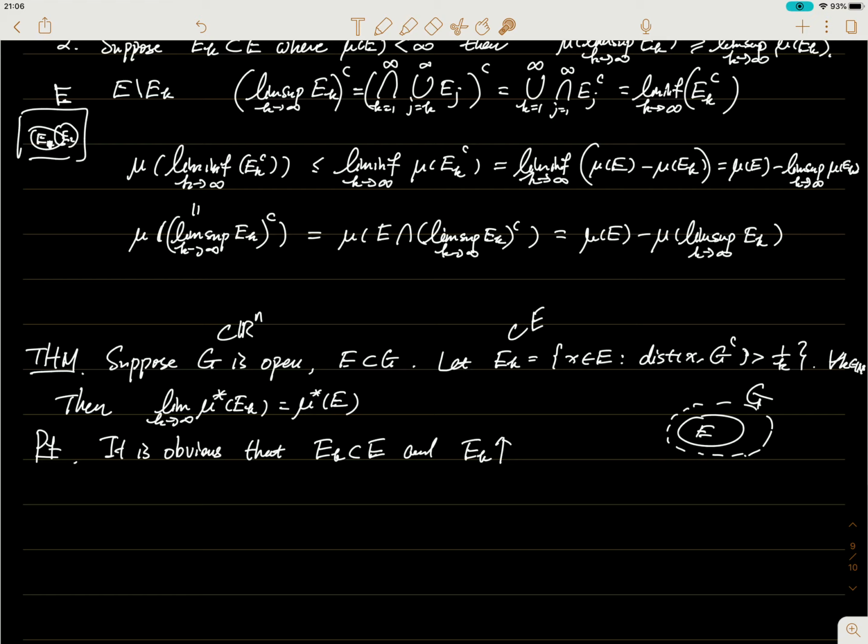Okay? And because of this, it is obvious that since EK is in E, the outer measure of EK is also less than or equal to the outer measure of E. And we know that EK is increasing on the left-hand side. When we take K to infinity, the limit will exist because it is bounded above by this mu star of E. Okay.